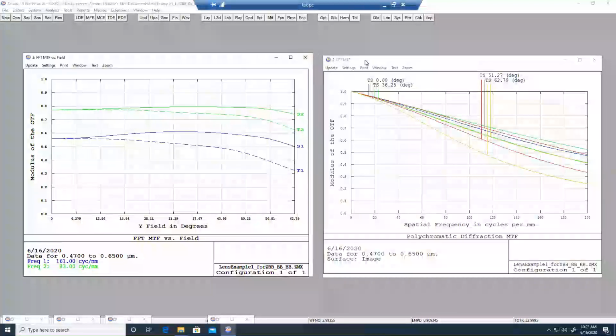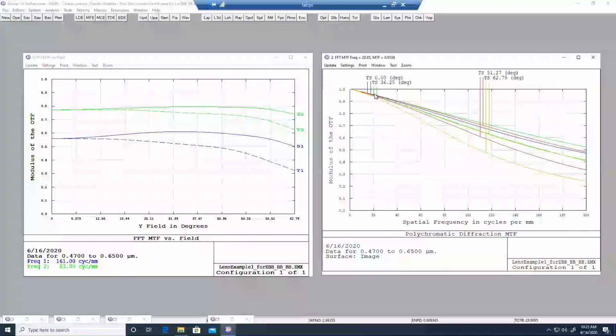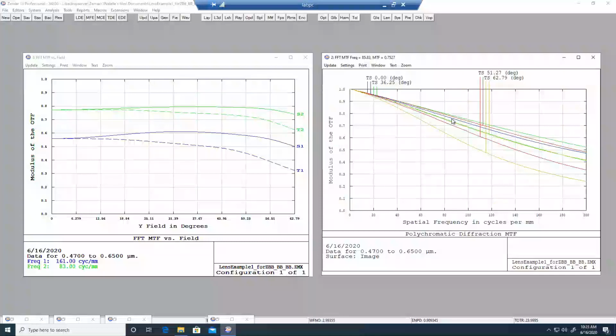So on the right chart, if I look at the 0-degree curve, which I think is the blue one, right? If I pick 83 line pairs per millimeter, I should get the same data point which I see on the left side, right? Yes, absolutely. That's right.